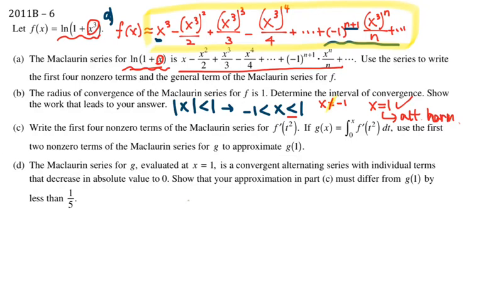Write the first 4 non-zero terms of the Maclaurin series of this. Now, what are we going to do? For us to write down f prime of t squared, first we know f, so let's write down the f prime first. So here, I'm going to write down the solution for C.